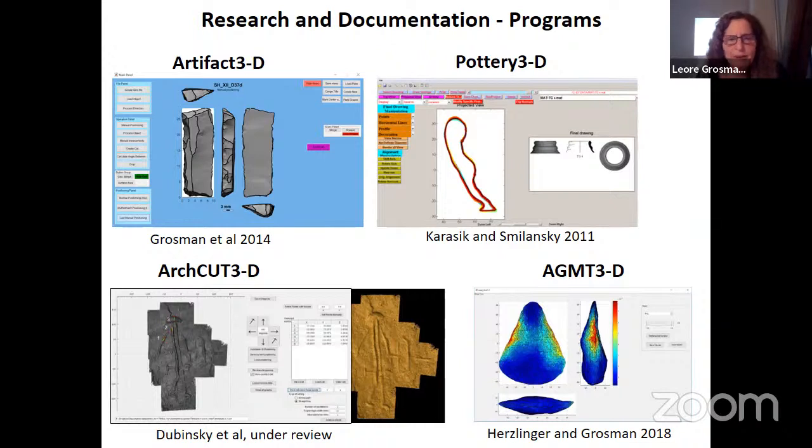ArcCut 3D is the newest program that deals with engravings. Some of the lectures before, in the first session, dealt with engraving or cut marks. This is in some ways similar, but also different, and here I will describe it a bit. AGMT 3D is a geometric morphometric analysis, not for bones, but for artifacts. Here we automatically put semi-landmarks on objects and compare between assemblages presented in average shapes. Also here we have various research questions that used these developments, and I will not have time to present them in this talk.